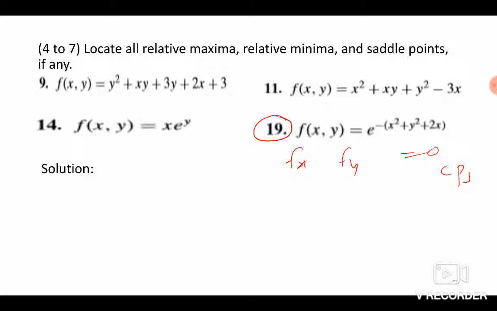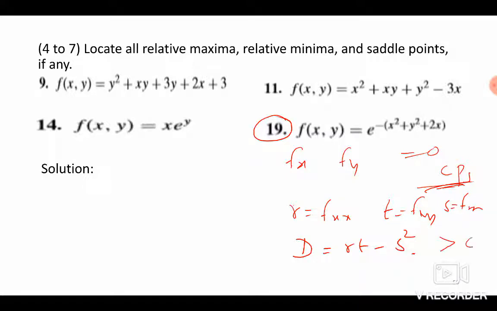After getting the critical points, x and y values, just pair them to get all the critical points. Then you find r, which is f double x, t, f double y, and s, f x y. Then the discriminant D is rt minus s square. For every critical point, we have to verify this.